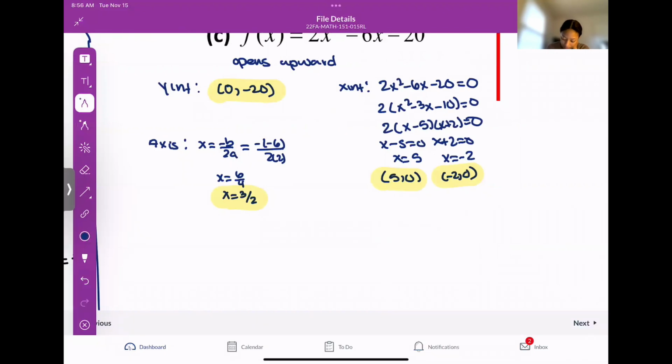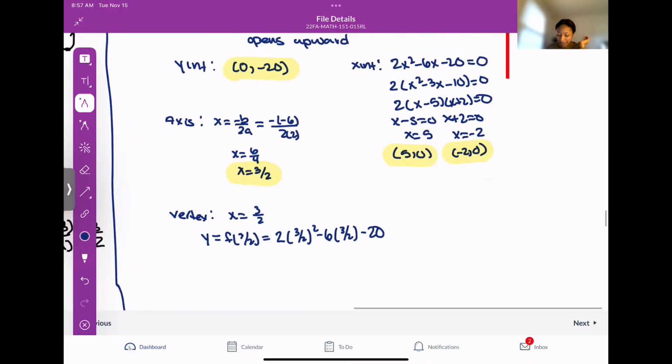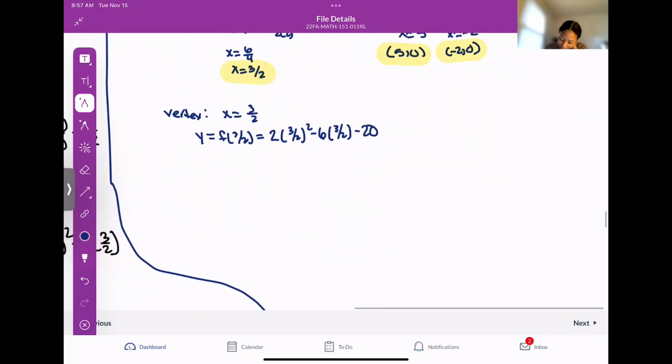And then last part, the vertex. We know x is equal to 3/2. Y is going to be equal to f of 3/2, which equals 2 times 3/2 squared minus 6 times 3/2 minus 20. Yes, we get to simplify this. Fun stuff. So we have 2 times 9/4 minus 6 times 3/2, which would be 18/2, minus 20.